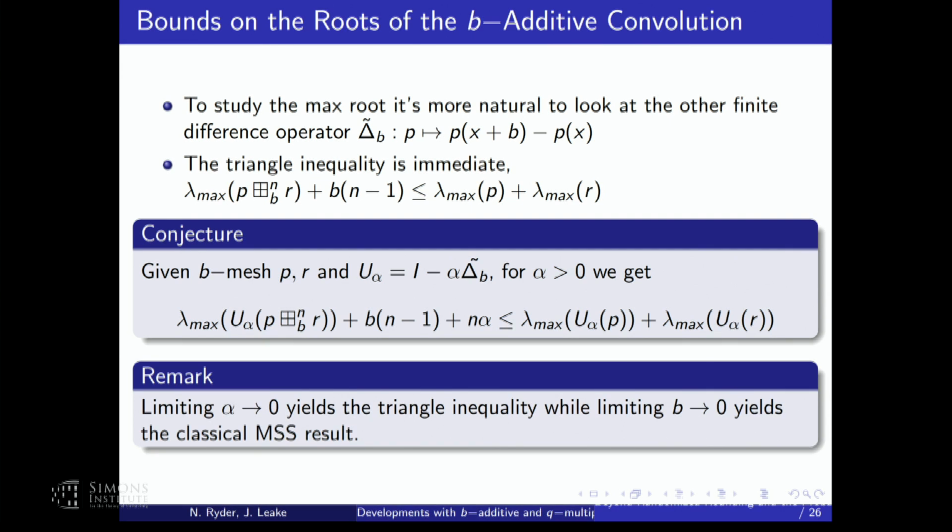So yeah, limiting alpha to 0, just like before in the classical case, gets you the triangle inequality, and limiting b to 0 will limit these finite differences to derivatives, so you'll recover the MSS result for the classical convolutions.